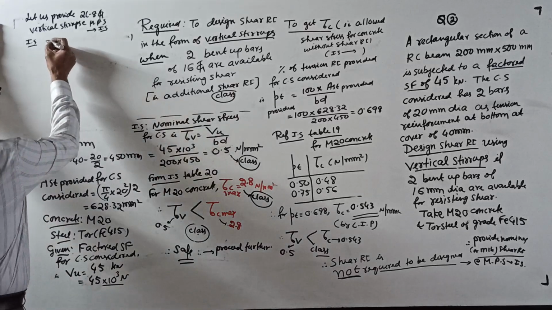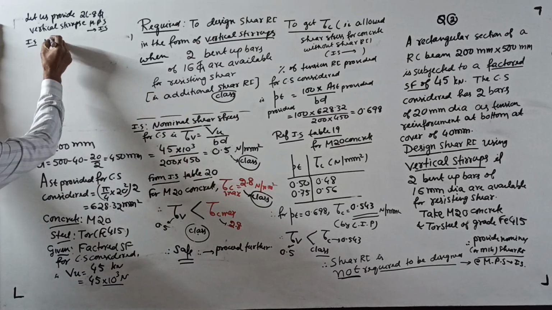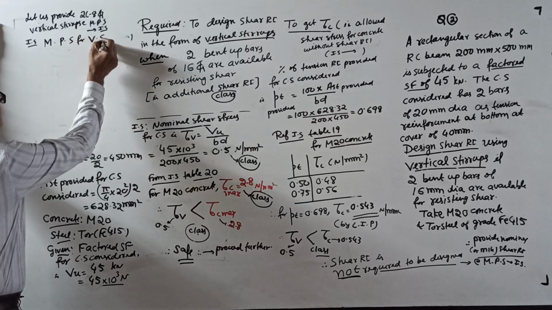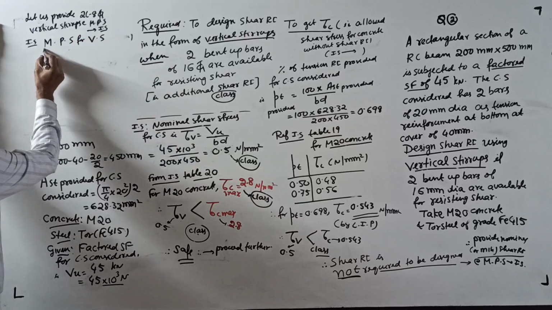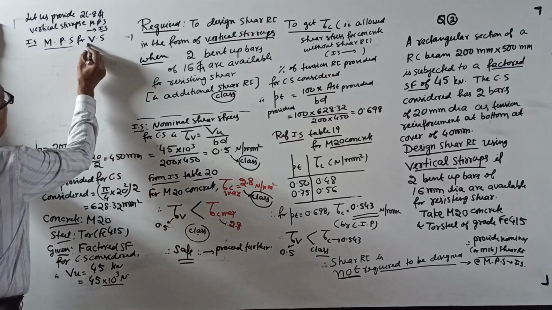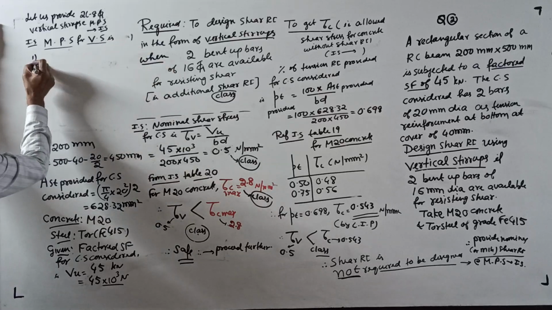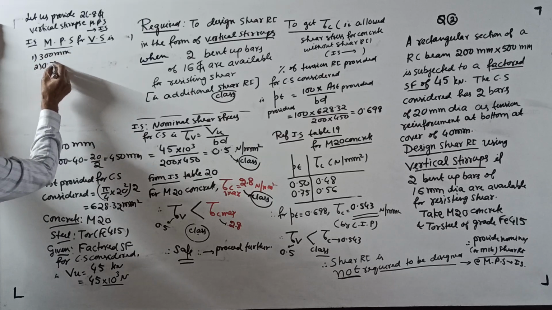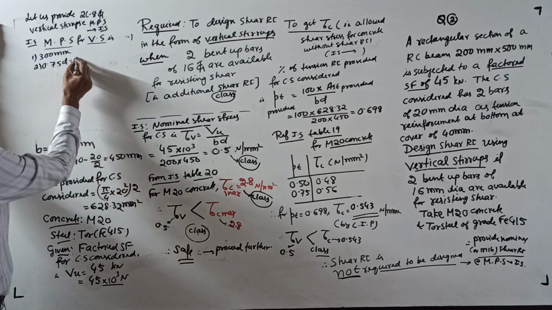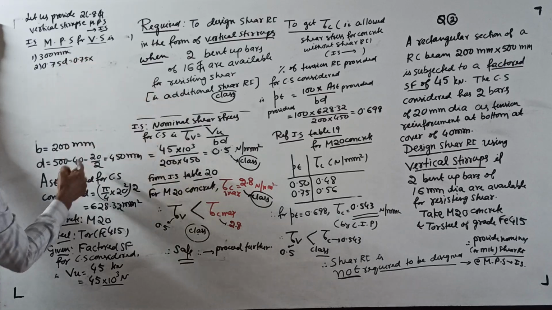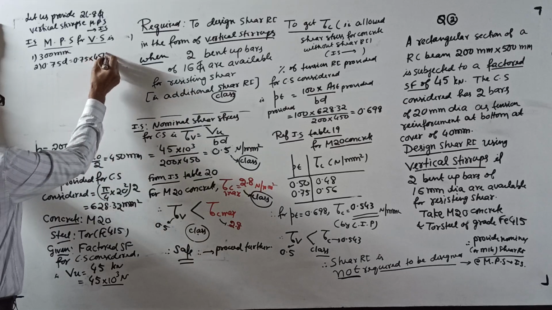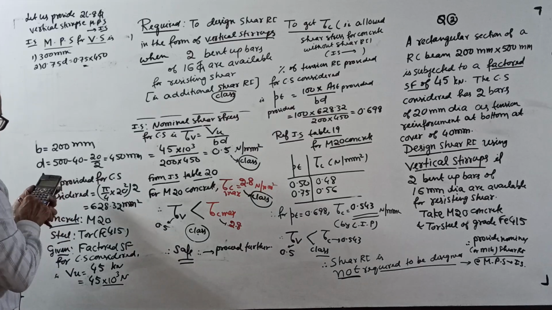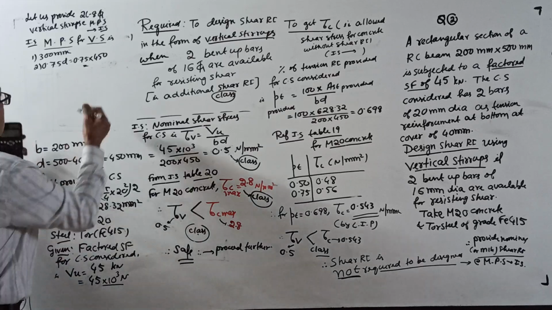Okay, IS code. See, no space right here. Maximum permissible spacing for vertical stirrups. The maximum permissible spacing for vertical stirrups is, one, 300 millimeter. Second one, 0.75 D, equal to 0.75 into D, which is 450 millimeter. That is, see, 0.75 into 450, 337.5 millimeter.